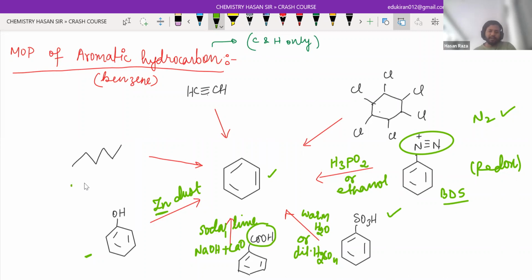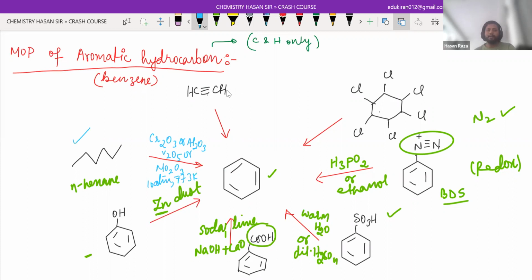Now this is your n-hexane. If you want to prepare benzene from n-hexane, it will be treated with this reagent, which is very important. You can use Cr2O3, Al2O3, V2O5, or Mo2O3, at 10 atm pressure and 773 Kelvin, and this n-hexane will be converted into the benzene ring.